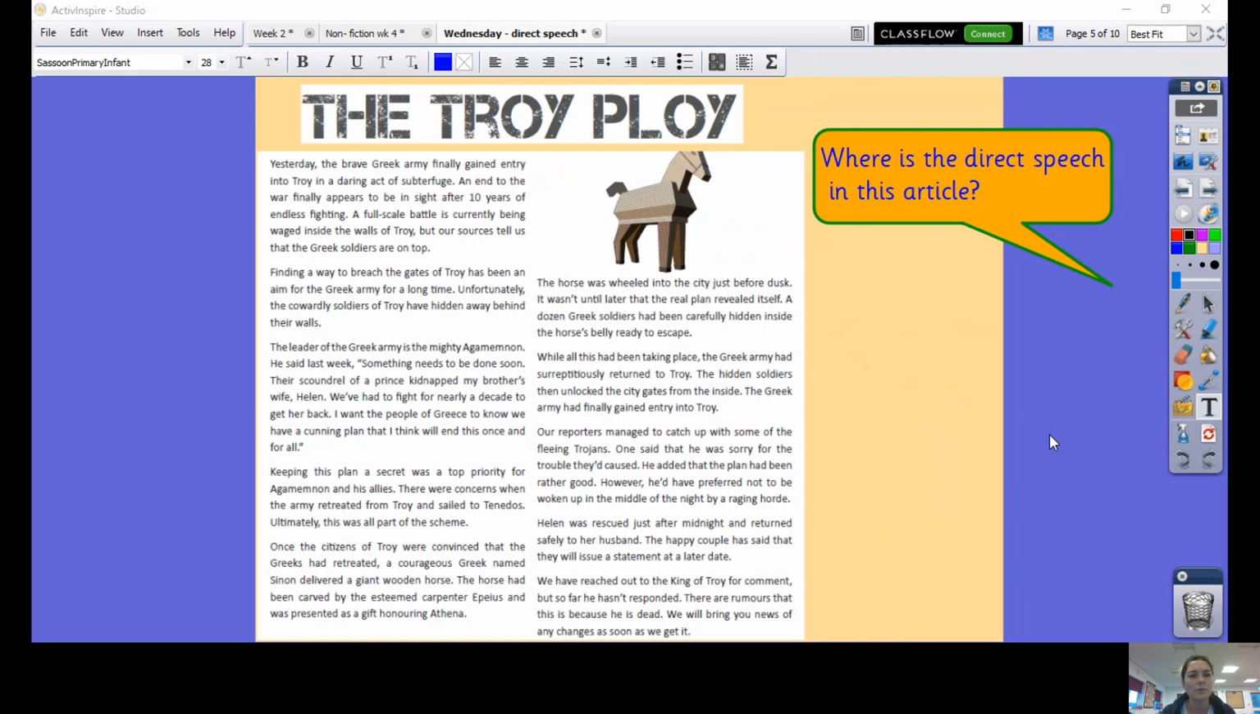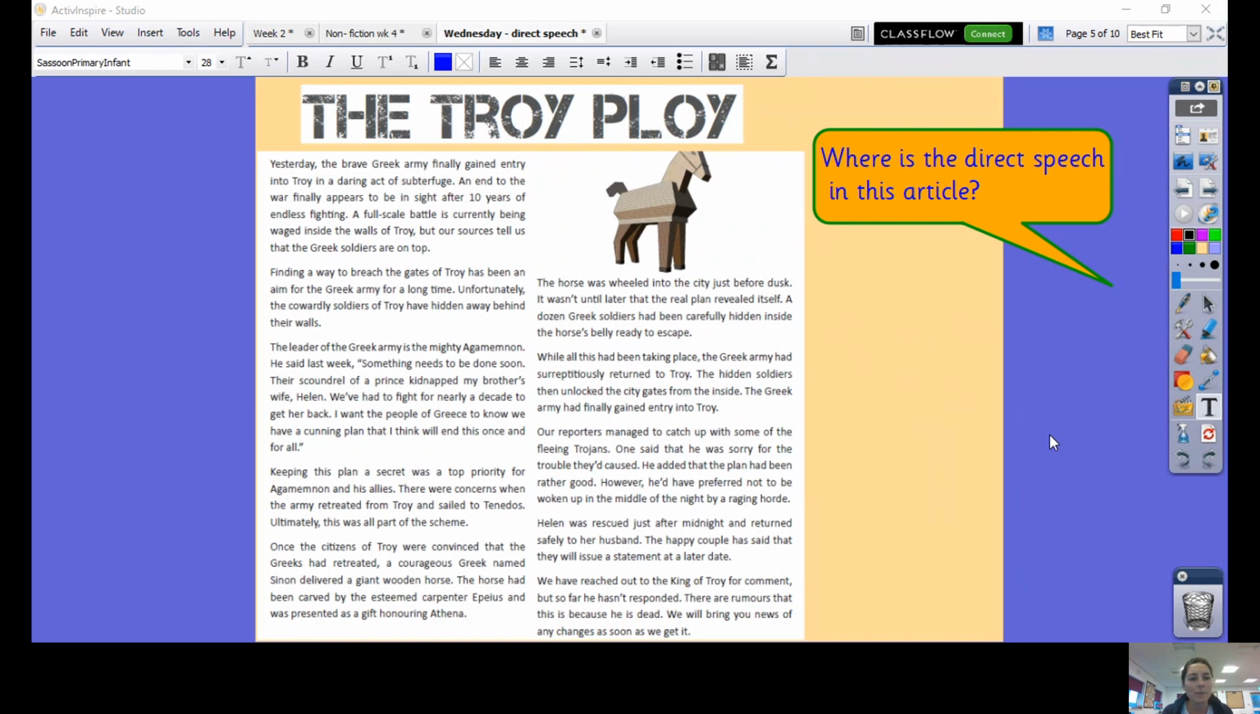Unfortunately, the cowardly soldiers of Troy have hidden away behind their walls. The leader of the Greek army is the mighty Agamemnon. He said last week, "Something needs to be done soon. Their scoundrel of a prince kidnapped my brother's wife, Helen. We've had to fight for nearly a decade to get her back. I want the people of Greece to know we have a cunning plan that I think will end this once and for all." Keeping this plan a secret was a top priority for Agamemnon and his allies.